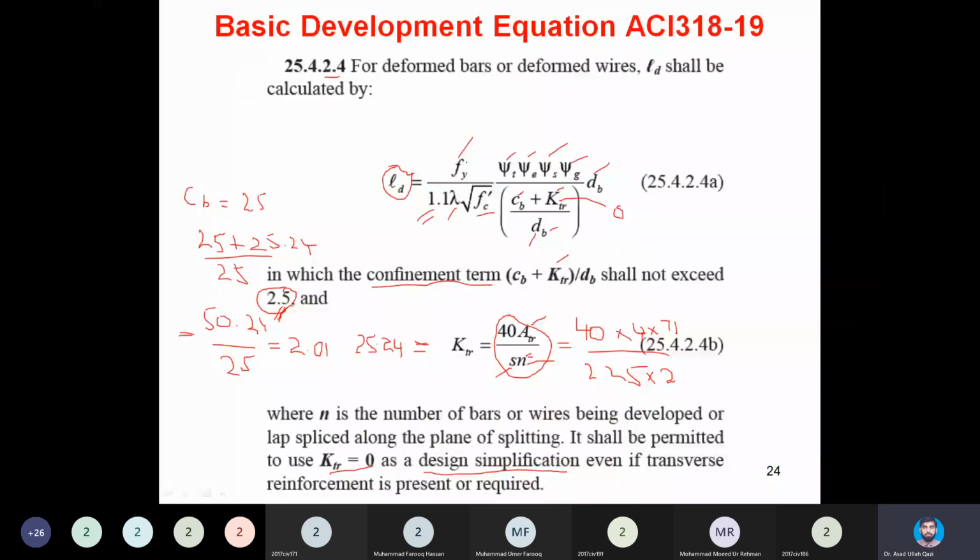So 420, 1, 1, 1, 1 divided by 1.1 lambda 1 FC prime 28 under root. Then within square terms 2.01. So what will be the final answer for the same project where steel and concrete grade are 420 and 28 megapascal respectively? By using 2.4, what will be the LD?